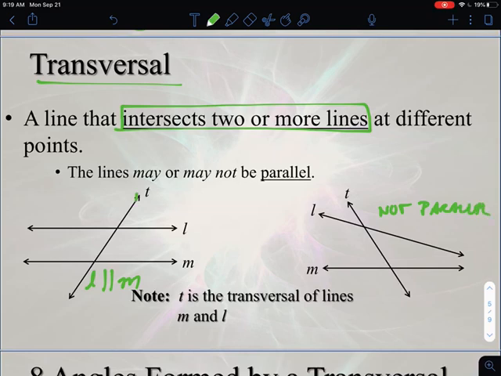Transversals are any line. So like line T here cuts through L here and cuts through M here. That's a transversal. Line T over here cuts through L here and M here. That's a transversal. So T is the transversal of lines L and M in both situations. So when we're looking at those transversals, it's one line cutting through other lines.